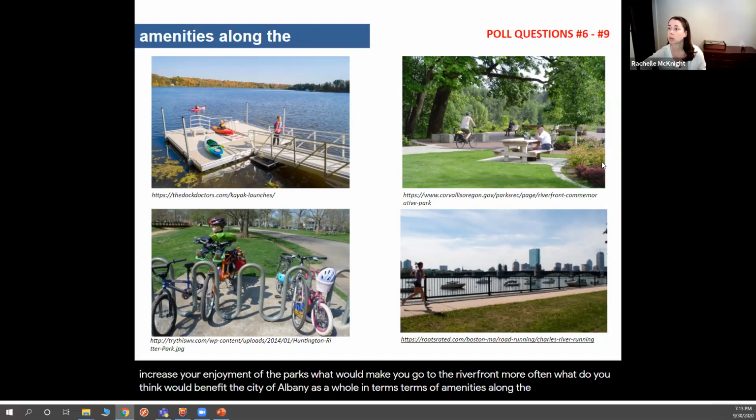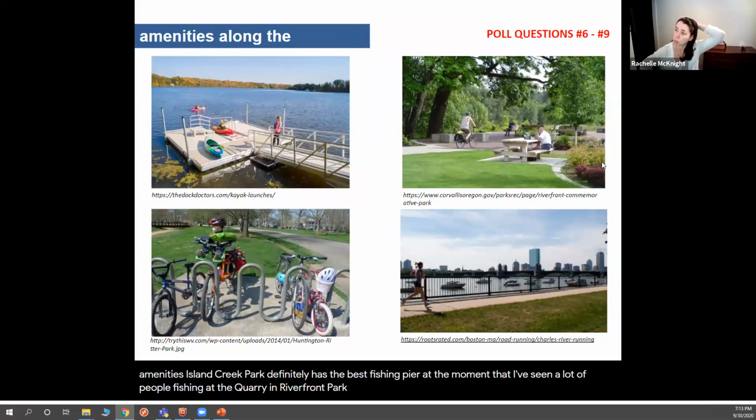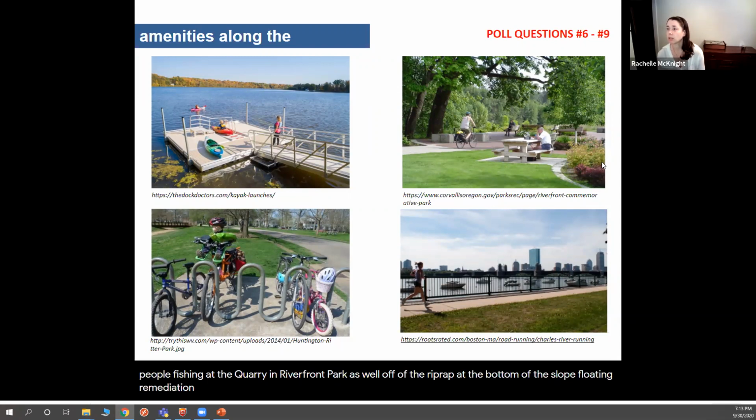So some examples include more picnic tables, benches, boating and kayak launches, certainly fishing amenities. Island Creek Park definitely has the best fishing pier at the moment, but I've seen a lot of people fishing at the Corning Riverfront Park as well, off of the riprap at the bottom of the slope. Floating remediation islands, floating restaurants, bicycle access, and any others, and people can chime in the chat box if they would like.